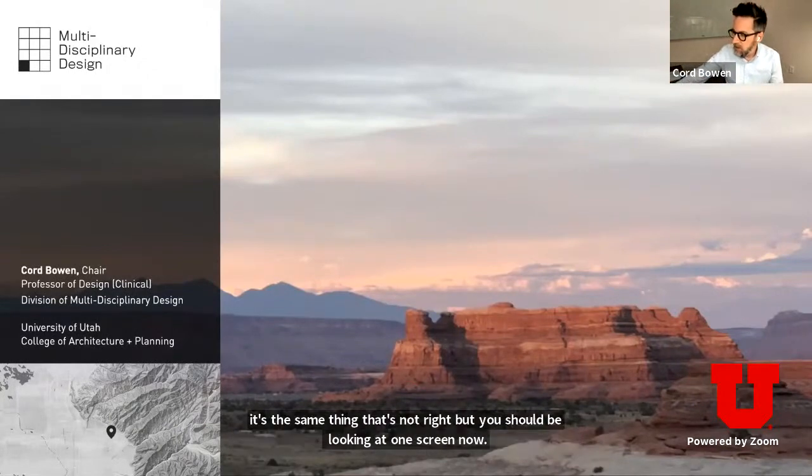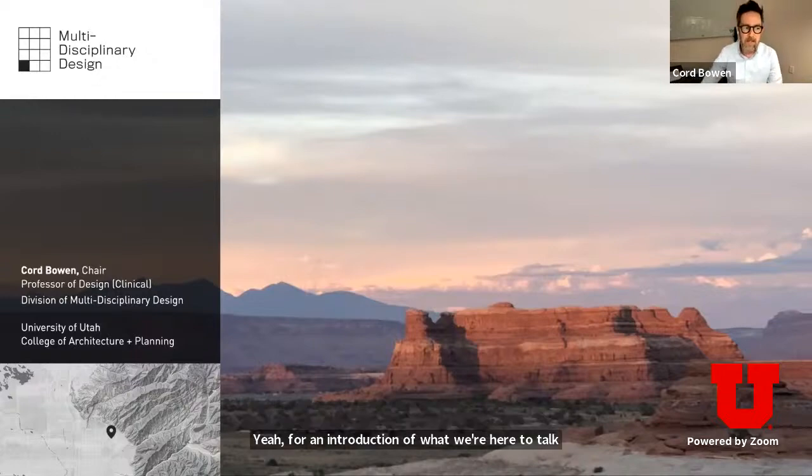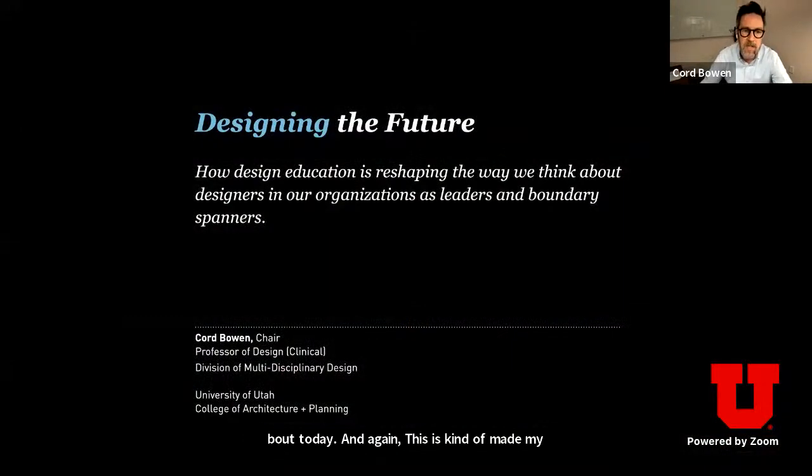For an introduction, what we're here to talk about today, and again, I've made my introduction here, so I'm going to go to the next slide, is that we're talking about designing the future. I was asked to give a talk. This is shaped towards alumni, but I understand the audience is a little more broad.